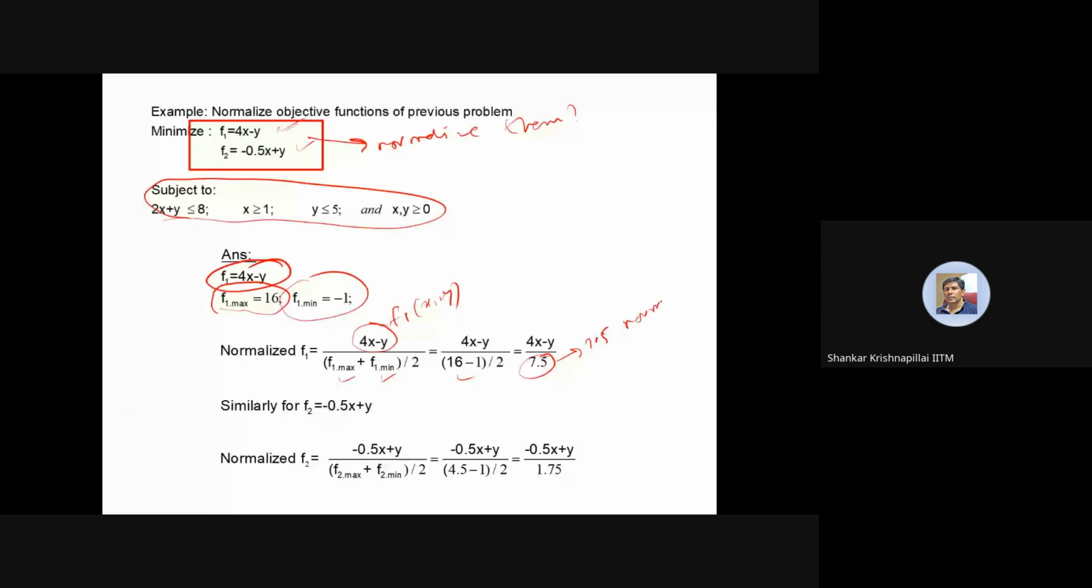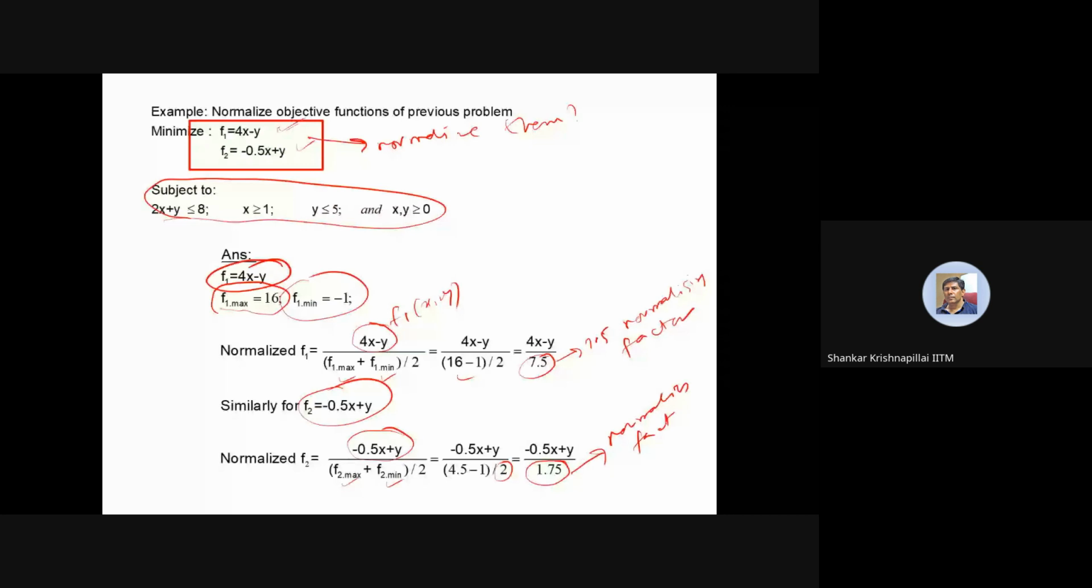Okay. Then similarly for f2. How do you normalize f2? This is the expression for f2. This is the maximum value of f2. This is the minimum value of f2. And then it is divided by 2. So this is the normalizing factor of the second objective function.